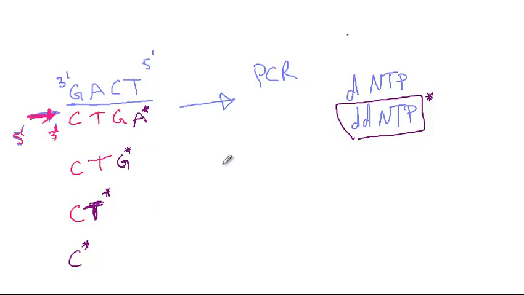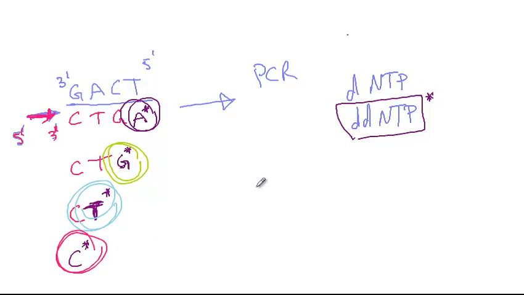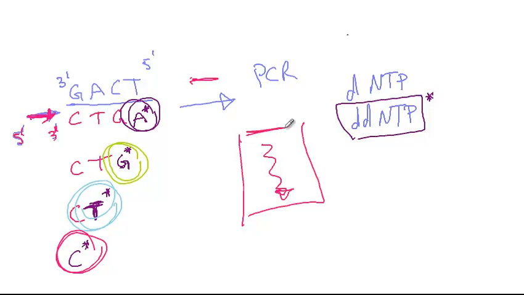A fancier approach is to use different color probes for different ddNTPs. Let's say that A uses the purple color, G emanates green, T emanates blue, and C emanates pink. Then a machine will detect these products as they run through. The heavier, longer one will take longer to go through, and the shorter one will go faster.